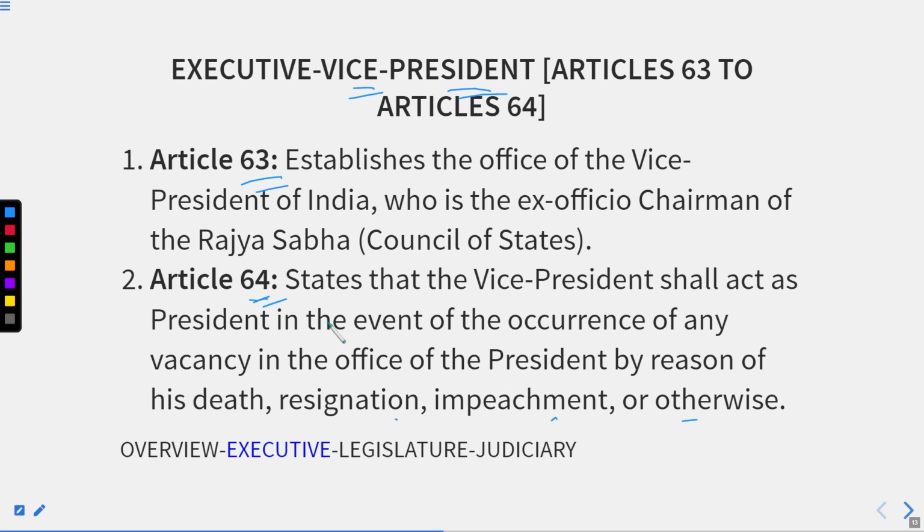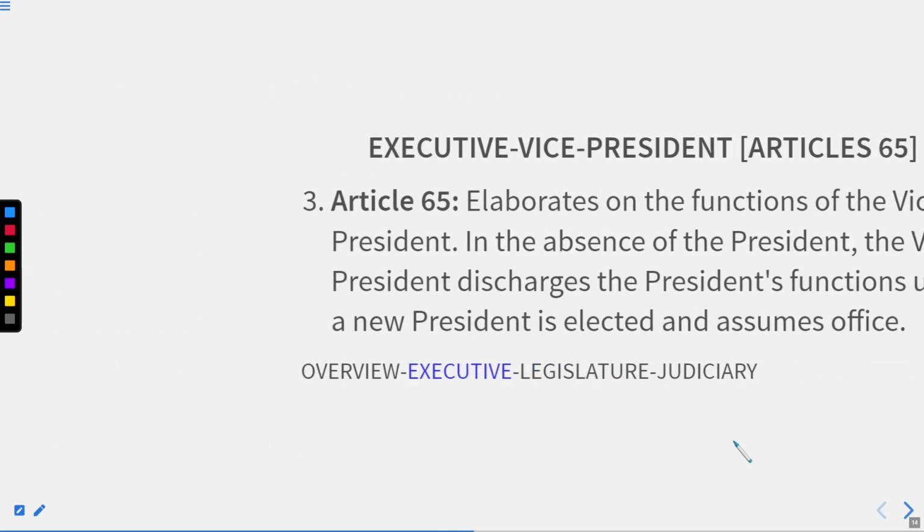It means that suppose the office of the President is vacant, there is no one to hold this office for any particular reason, maybe the death of the President, maybe the resignation, maybe the impeachment of the President, or maybe some other grounds. In such cases, the Vice President will hold the office to act as President. Got it? And remember, whenever he holds the office of the President, he could not discharge his duty as the Vice President. So remember this thing.